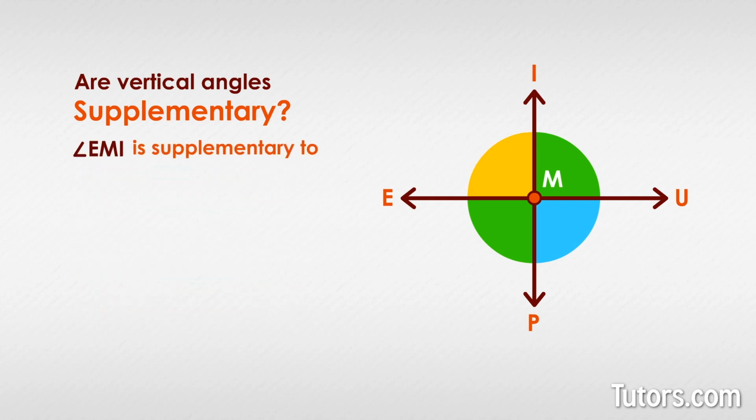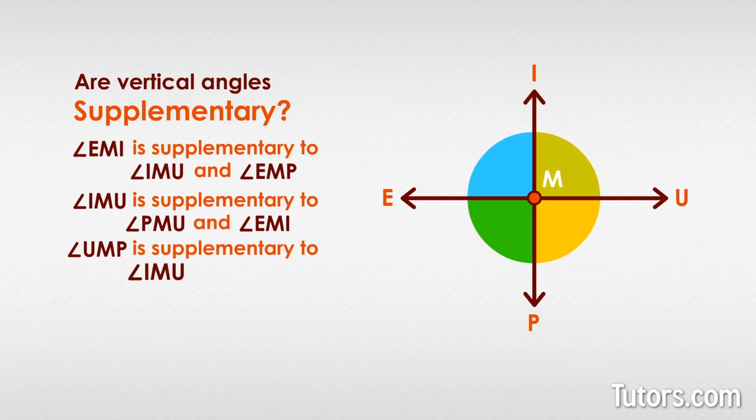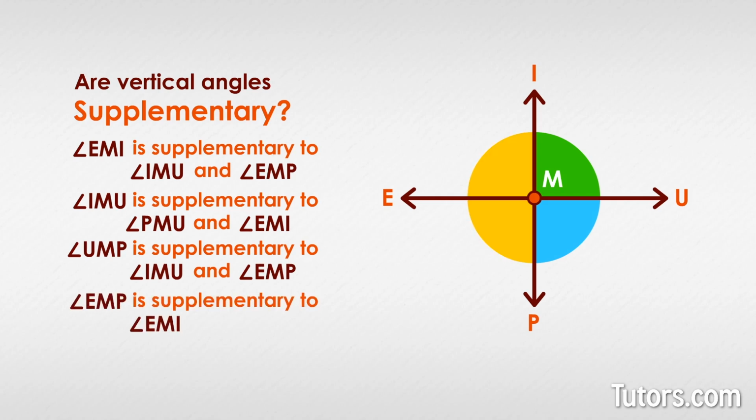Angle EMI is supplementary to angle IMU and angle EMP. Angle IMU is supplementary to angle PMU and angle EMI. Angle UMP is supplementary to angle IMU and angle EMP. And angle EMP is supplementary to angle EMI and angle UMP.